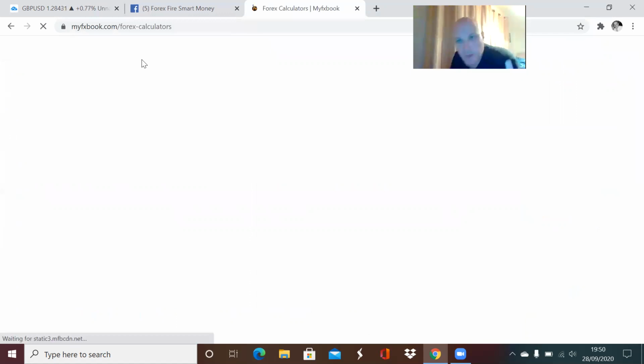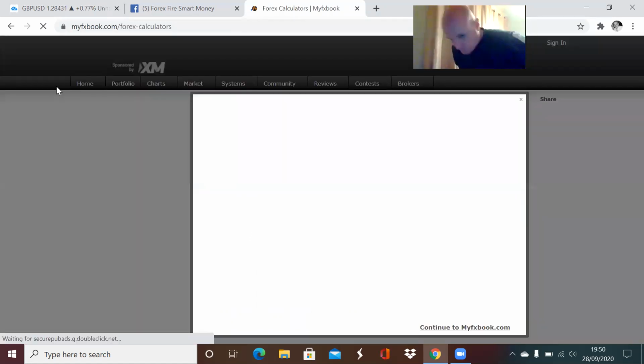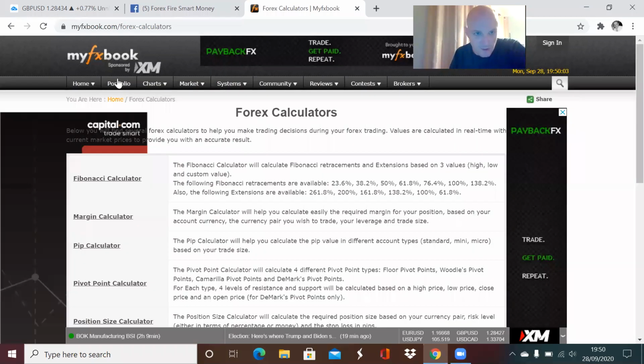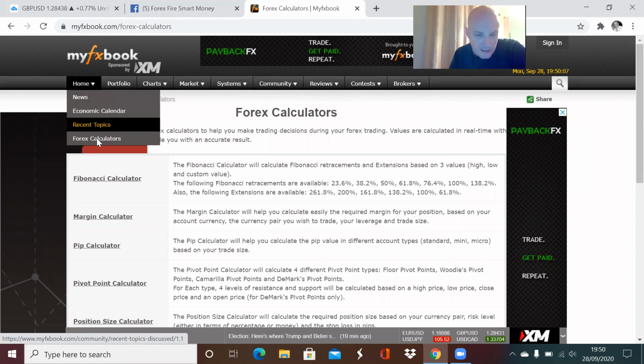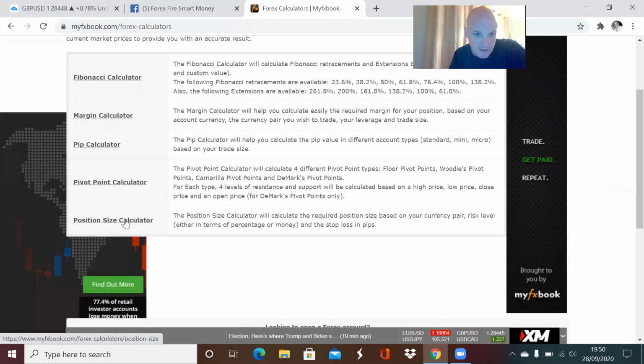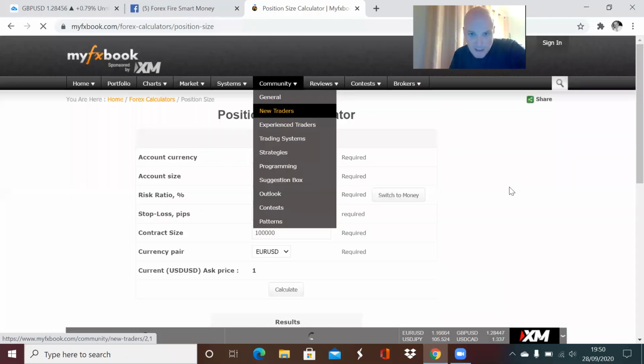To risk a percentage of your account, you'll simply go to MyFXBook, go to Forex calculators. I do believe it's the position size calculator.